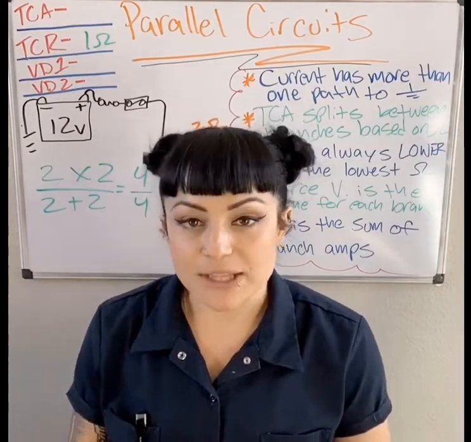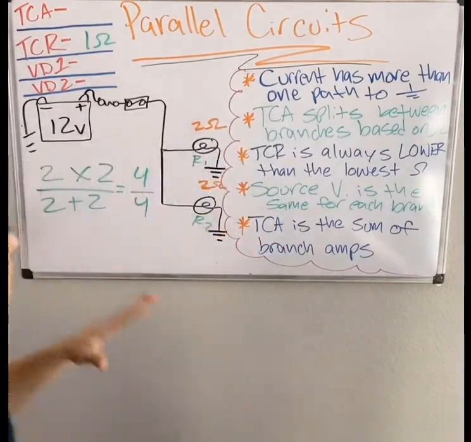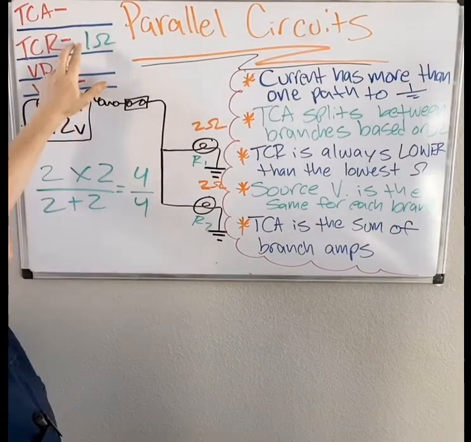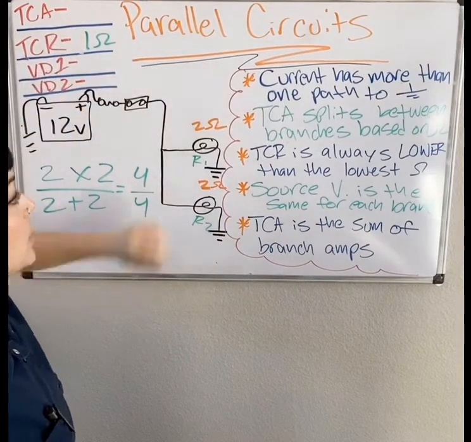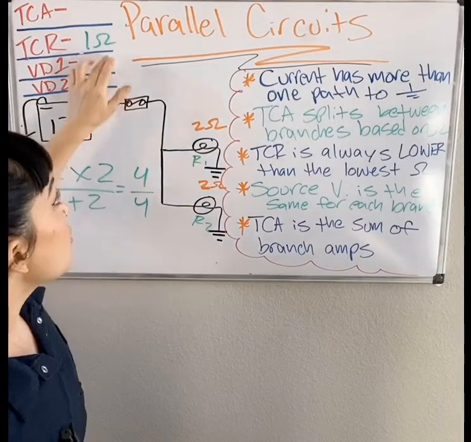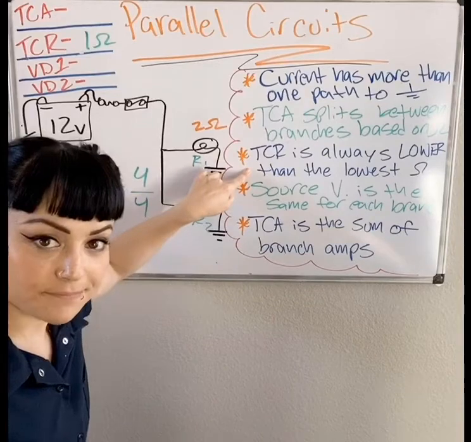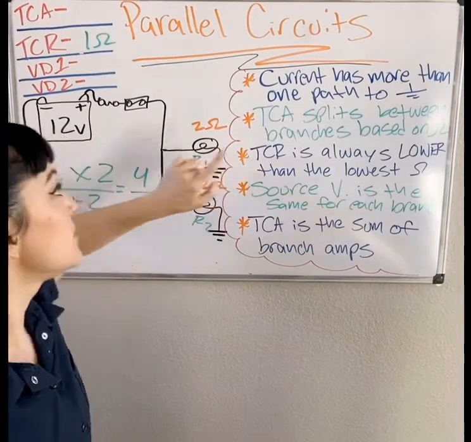So, I know that's a lot to remember, but hopefully that makes sense. Our total circuit resistance is 1 ohm, even though we have 2 branches of 2 ohms. But we know it's correct because it is lower than the lowest resistor. So that's how we explain that.